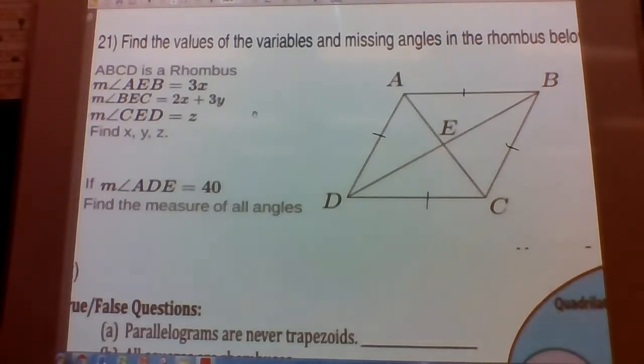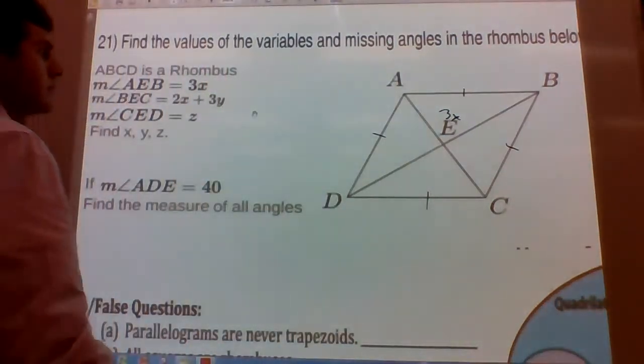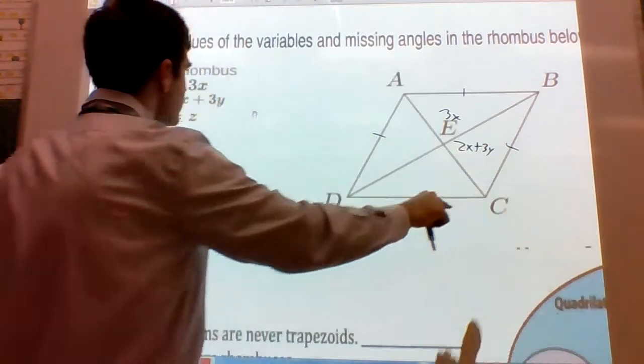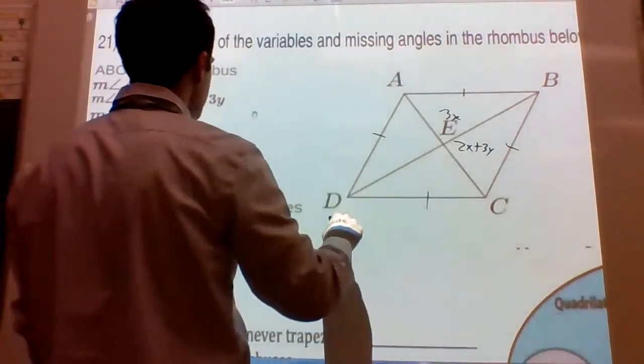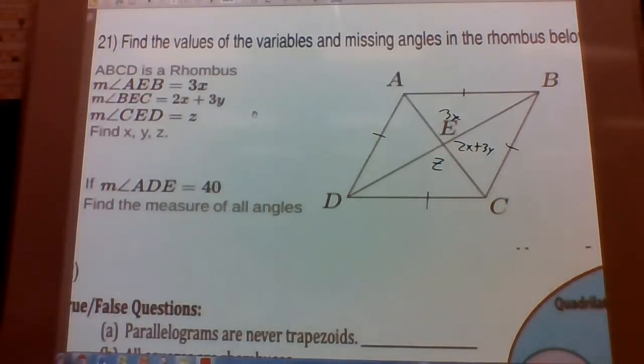We know that AEB is 3x. We know that BEC is 2x plus 3y. We know CED is Z. We also know that the diagonals of a rhombus are perpendicular. This is on our reference sheet. And we know perpendicular lines are lines that form right angles. Where they intersect, they form right angles.